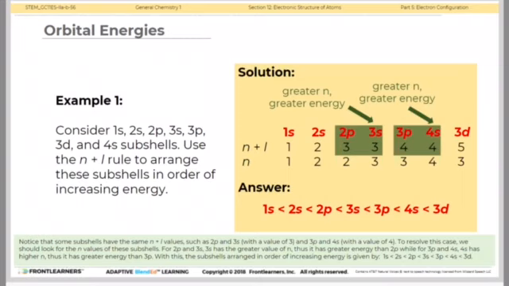To resolve this case, we should look at the n values of these subshells. For 2p and 3s, 3s has the greater value of n, thus it has greater energy than 2p, while for 3p and 4s, 4s has the higher n, thus it has a greater energy than 3p. With this, the subshells arranged in order of increasing energy is given by 1s is less than 2s, 2s is less than 2p, 2p is less than 3s, 3s is less than 3p, 3p is less than 4s, and 4s is less than 3d.